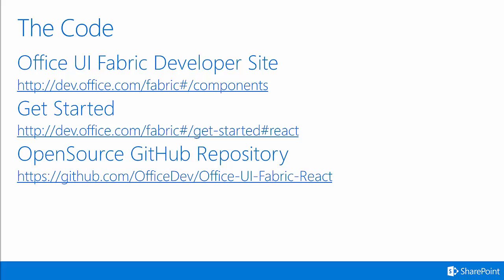The code for these components is all on the Office UI Fabric developer site. There is also a Getting Started guide out there and the open source GitHub repository where you can look at all that code to ramp up on how to use it and get it for your own use and your own components.